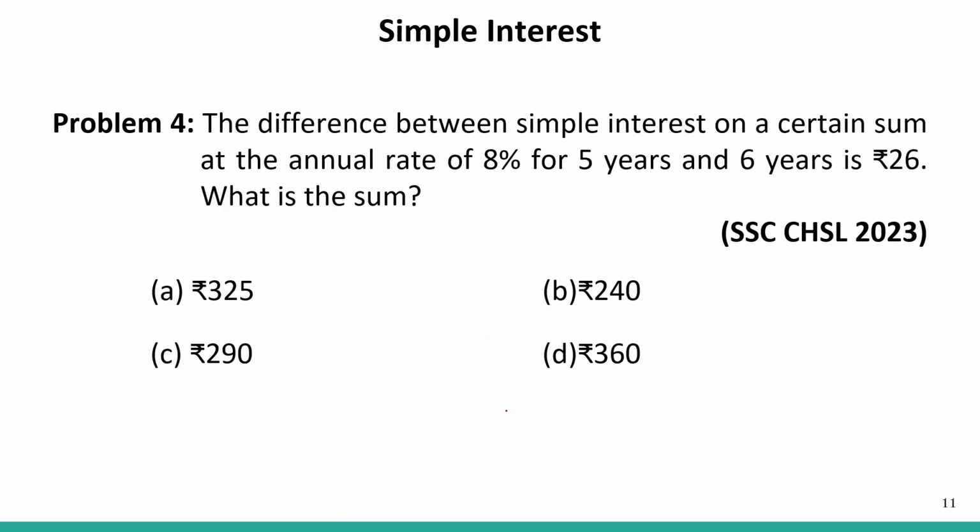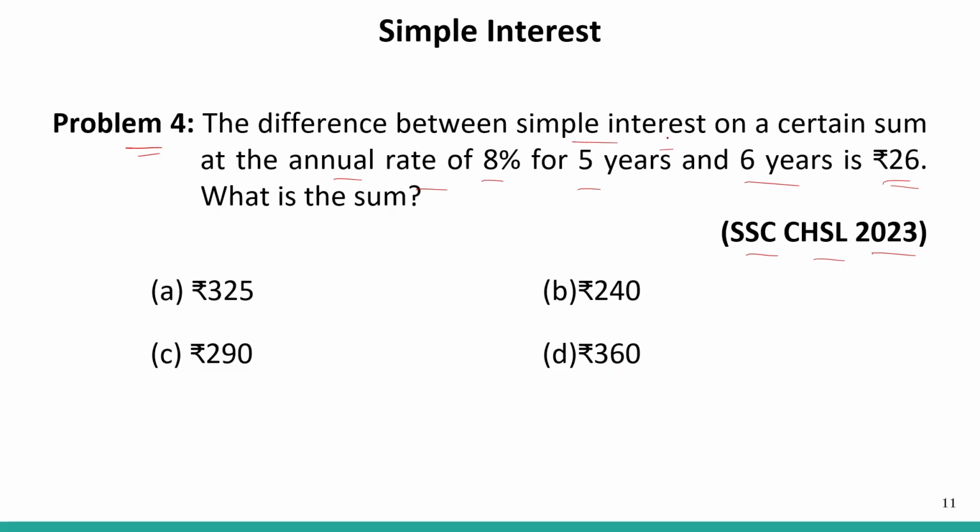So let's see the next question, that is problem number 4. Okay, so the difference between simple interest on a certain sum at the annual rate of 8% for 5 years and 6 years is actually 26. So this question has been asked in the SSC CHSL 2023 paper. Okay, so let's see whether 325, 290, 240 or 360, which among these is the correct answer.